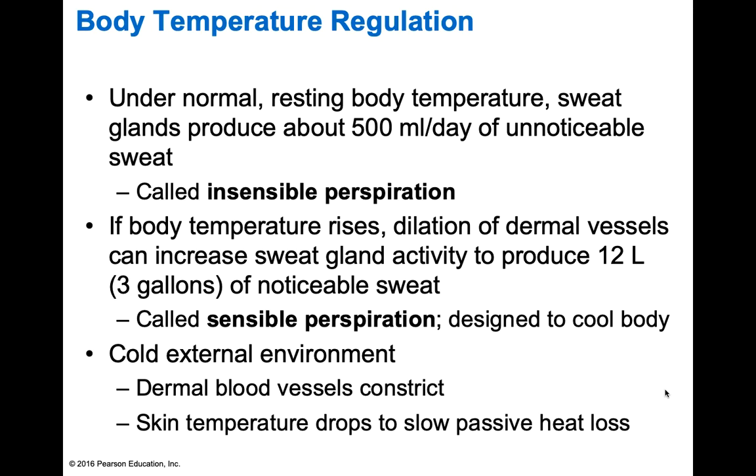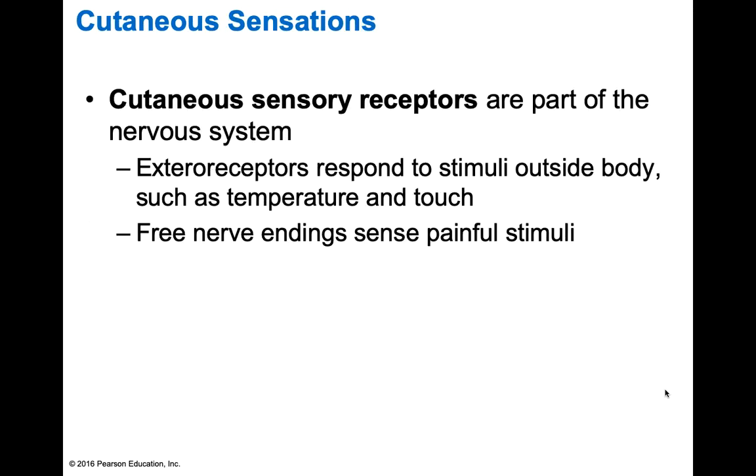And then, of course, in cold or extreme cold external environments, we have goosebumps, and the dermal blood vessels are going to constrict, and the skin temperature drops to slow passive heat loss. Our cutaneous sensations: cutaneous sensory receptors are part of the nervous system. We have exteroreceptors that respond to stimuli outside of the body, such as temperature and touch, and free nerve endings sense painful stimuli.